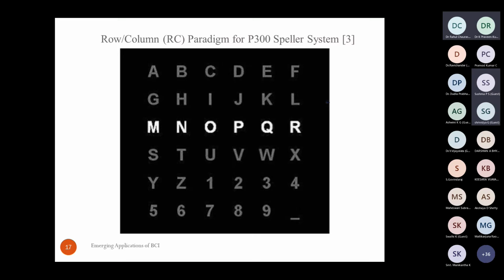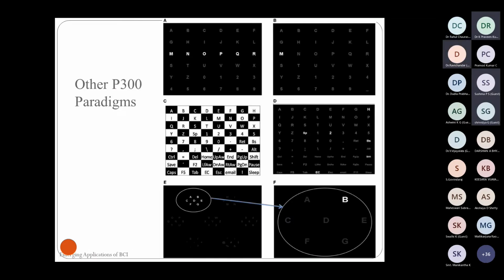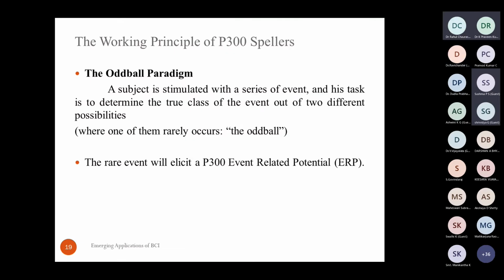So in this you can see, suppose you are focusing on H. Out of 6 rows and 6 columns, total 12 rows and columns are there. Only 2 rows, the second row and second column, will intensify H. So 2 by 12 is the probability that H will get intensified. Probability is very less. Lesser the probability, higher the chances of P300 ERP. So it will generate a P300 ERP. Your task is just to detect when it was generated. Okay, so this is an example.